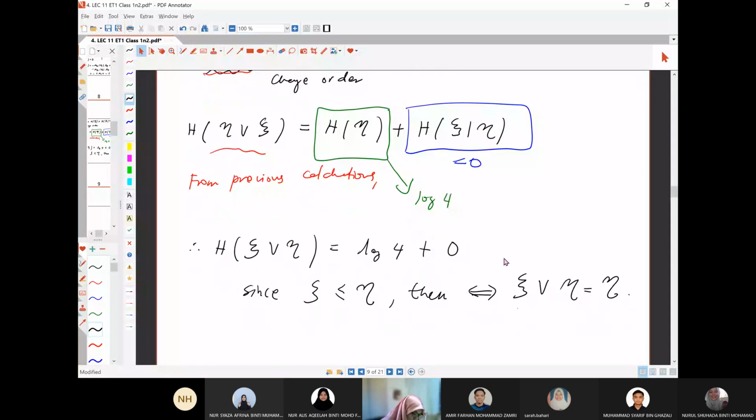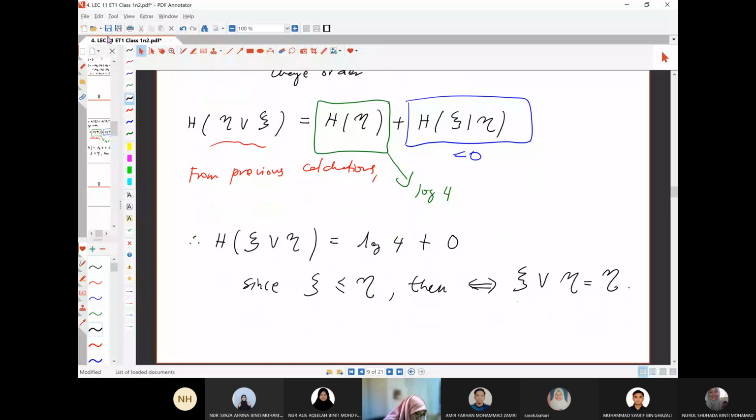Okay. So I can say H, entropy of psi join with eta is equals to log 4. Then we will have entropy of eta. So we will get this.